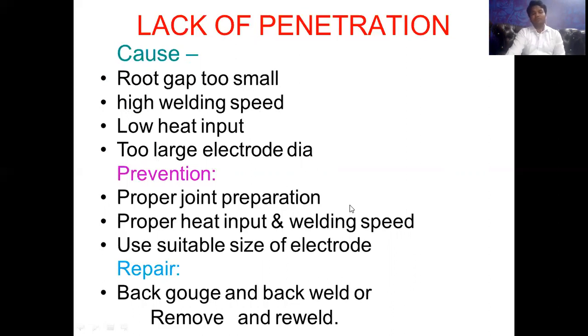Prevention is proper joint preparation. We have to see that the root gap is such that it can be filled with the weld pool. Proper heat input and welding speed should be maintained. Use a suitable size of electrode. Repair: back gouge and back weld, or remove and re-weld.